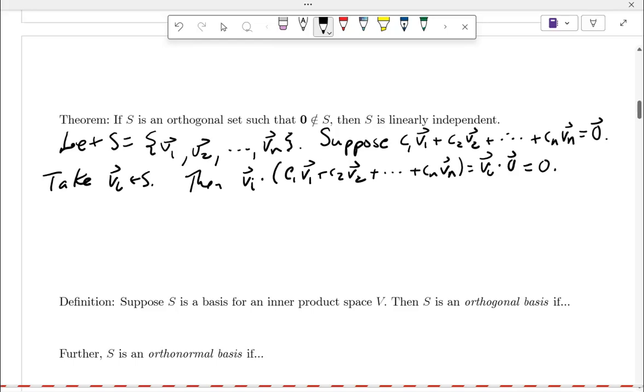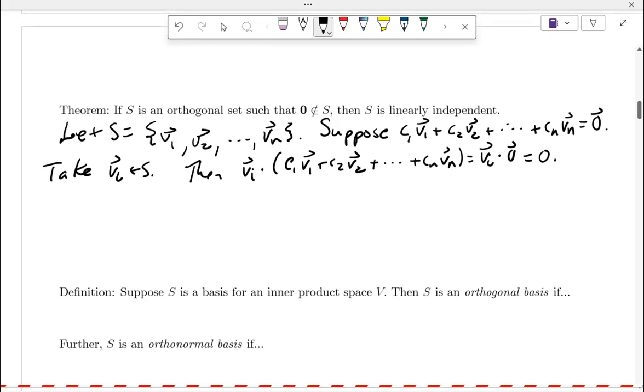Using our properties of dot product or inner product, I can distribute the dot product over each term in the sum, and we can pull the constants out in front, right? What's the only term that would be left? Well, if i is not 1, it kills that one off. If i is not 2, it kills that one off. It's going to kill every single thing off except the ith term, right? So when we're done, we'll have C sub i, Vi dotted with itself equals 0.